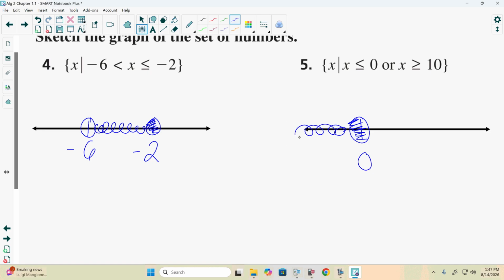If we didn't have the or x is greater than or equal to 10, that just asked for x is less than or equal to 0. That's all we need. We graphed it, didn't we? However, we do need the other half. Because 10 would be shaded. And then we would shade to the right. That's it.